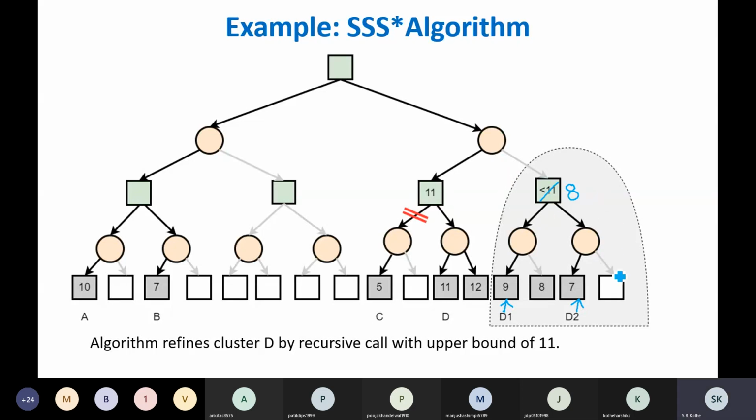Now what will happen? This right node will not be evaluated. Further, you do not have to evaluate this right part of the node. Then what will happen? 8 will become the upper bound. 8 will become the upper bound for this min node. Okay. So the value associated with this is now 8.